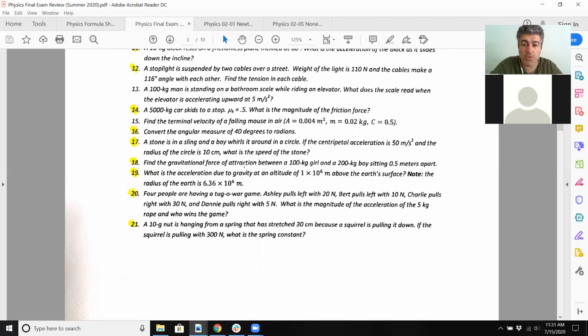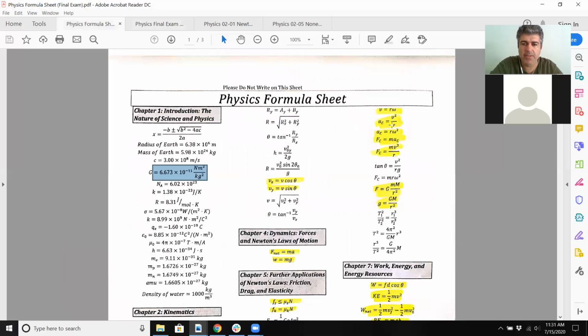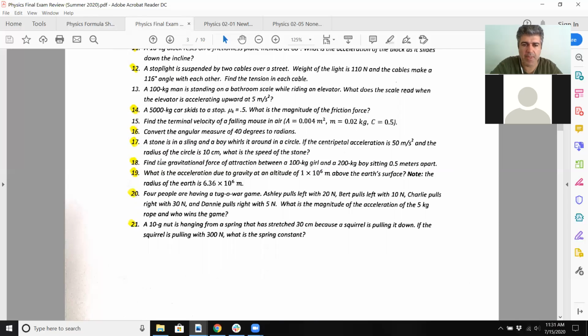18 was find the gravitational force of attraction between a girl and a boy who are 0.5 meters apart. So boom, there you go, and you've got capital G right there. You guys should be fine for that.